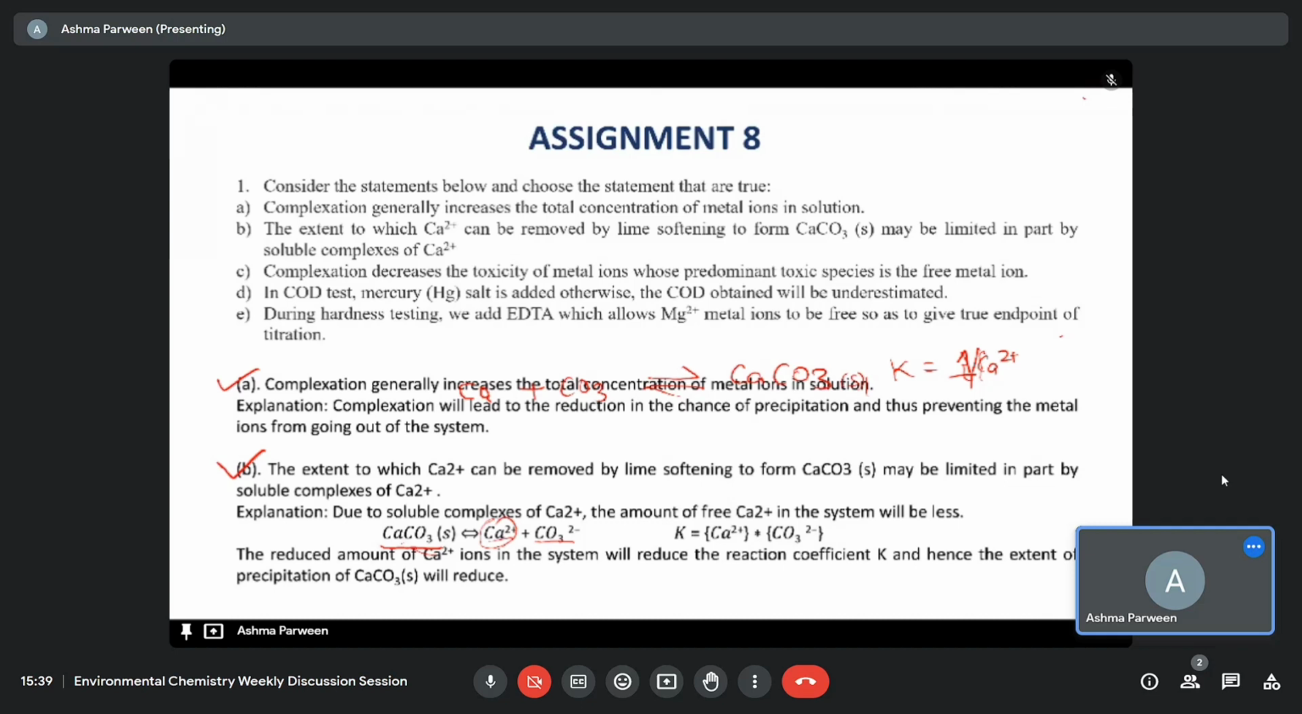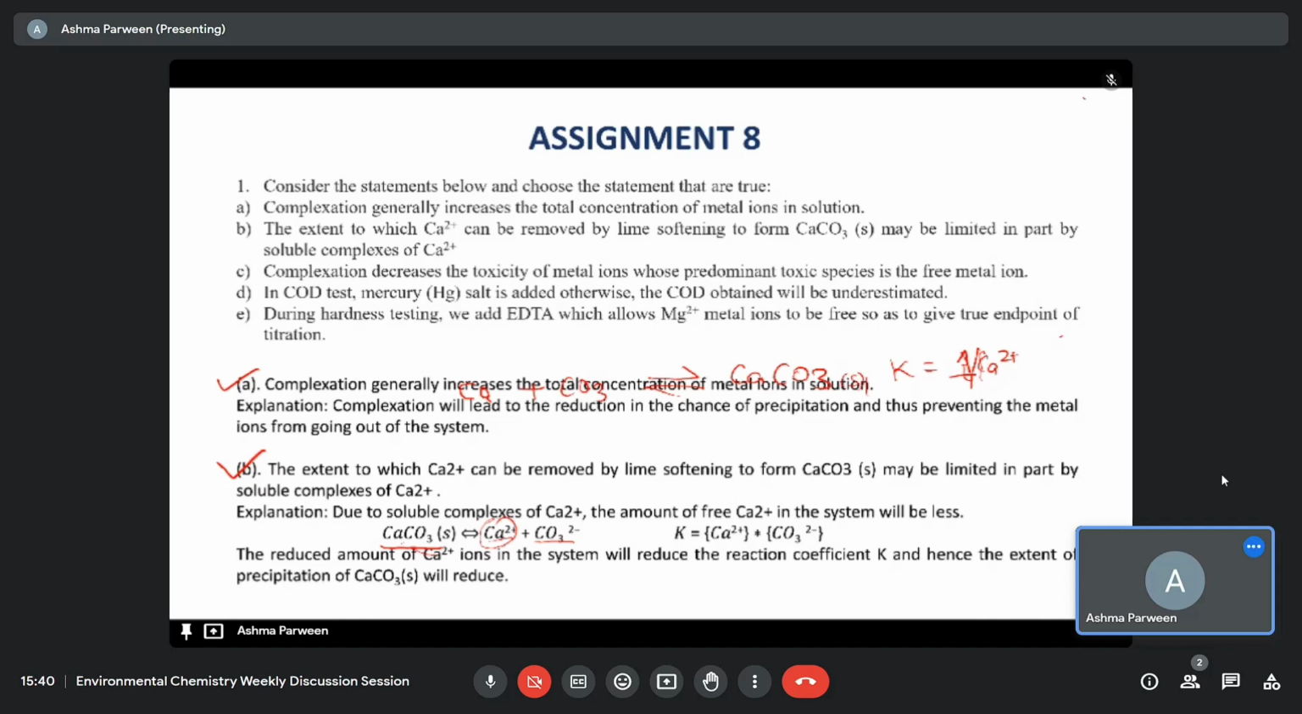Option D is, in COD test, mercury salt is added, otherwise the COD obtained will be underestimated. So this is false, because mercury is added to complex chloride, and if it is not added, then the K2Cr2O7 and the H2SO4, which are added in the COD test, will be consumed to oxidize chloride, and eventually the COD will be overestimated. So this is wrong.